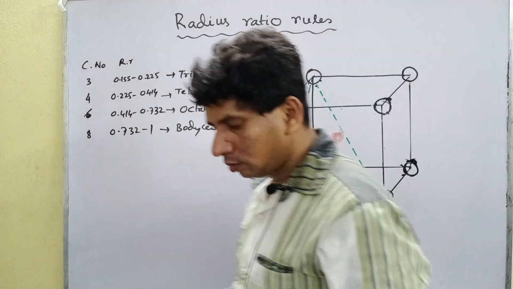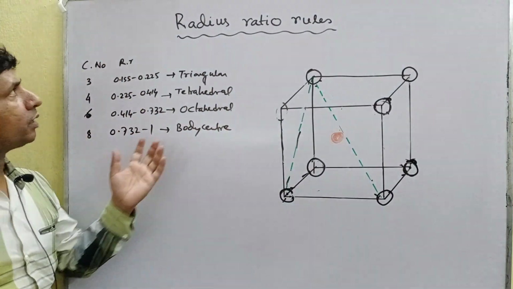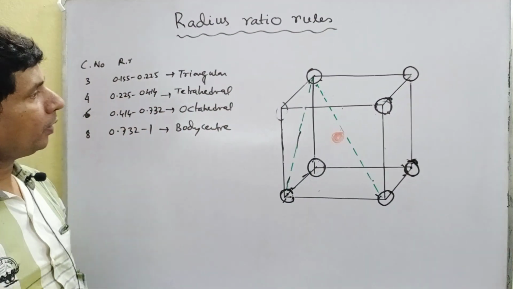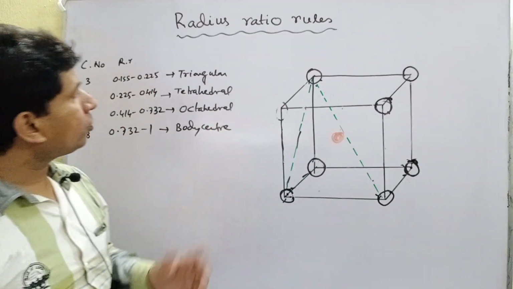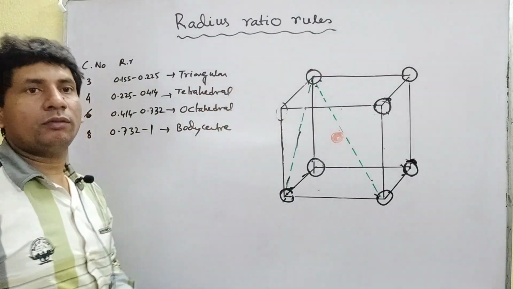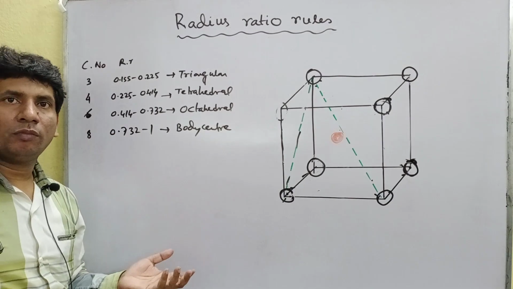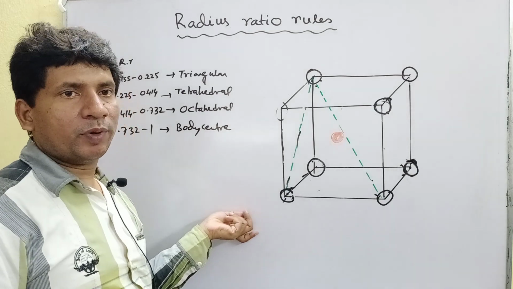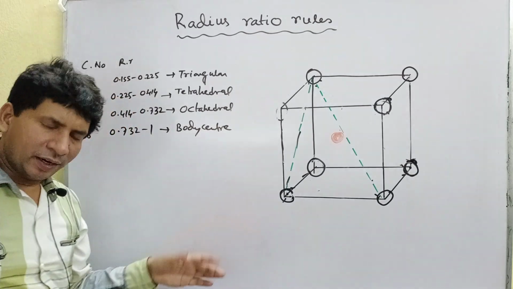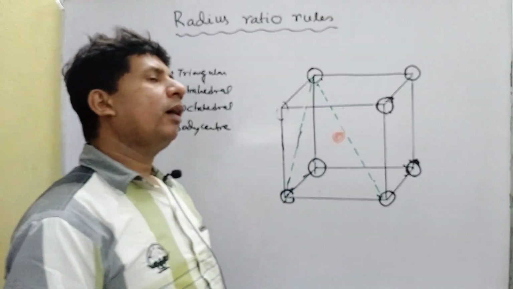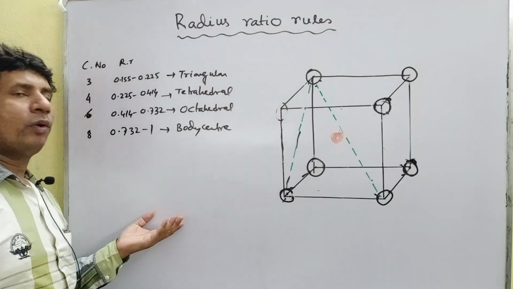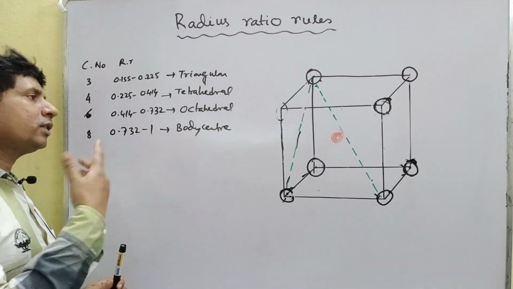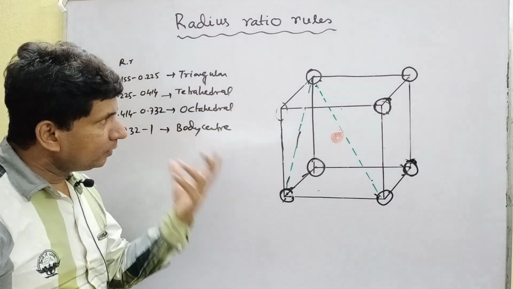Hello friends, in this lecture I will discuss the radius ratio rules for solid state chemistry. At first we will take a cubical structure. It may be for a BCC structure, body centered cube, and the face center, that means octahedral, tetrahedral, and in this position we can get triangular. So for this reason we will discuss the radius.